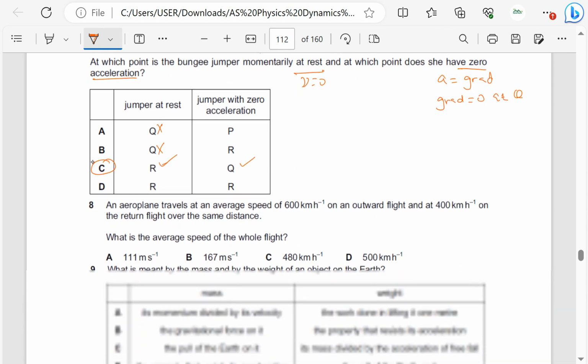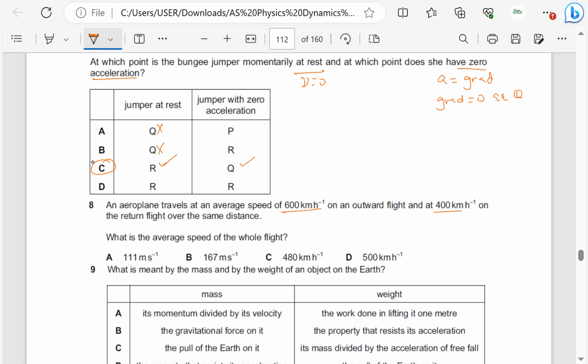An aeroplane travels at an average speed of 600 kilometers per hour on an outward flight and at 400 kilometers per hour on the return flight over the same distance. What is the average speed of the whole flight? For the average speed, we need total distance over total time. So we need the time first. Let the distance be d.